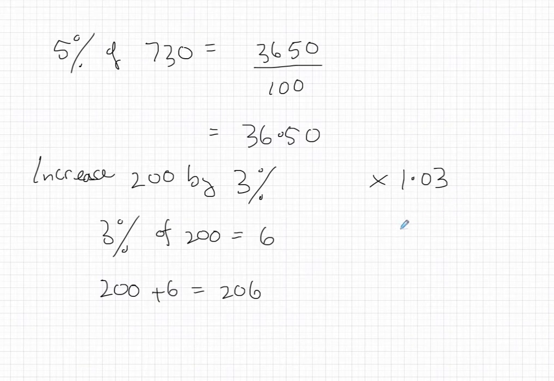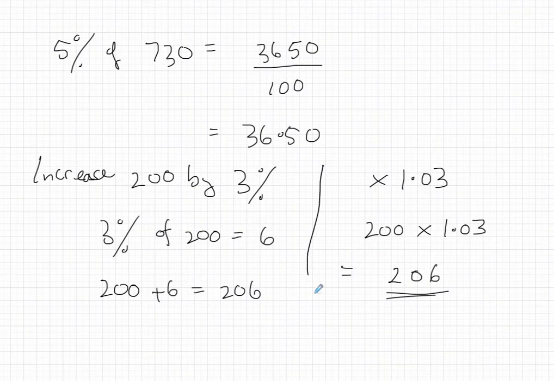So to increase 200 by 3%, you do 200 multiplied by 1.03. If I was doing that, I would double this number first of all. So that's going to be 602. And in fact, common sense, that's the answer, because 1 times 200 is 200, so this must be 206. But this method is particularly useful if you've got a calculator.